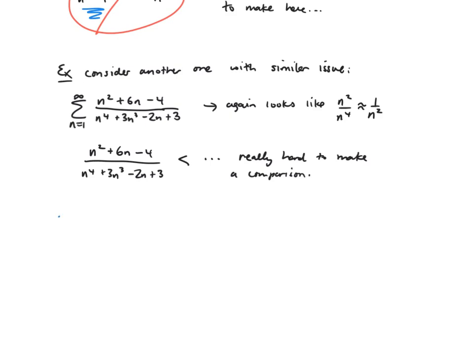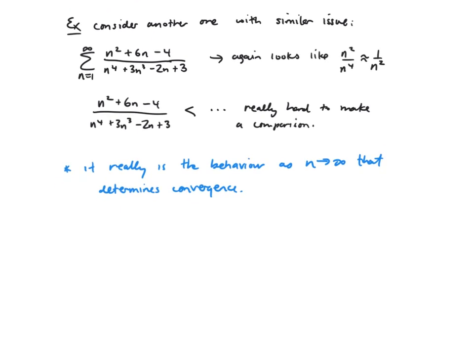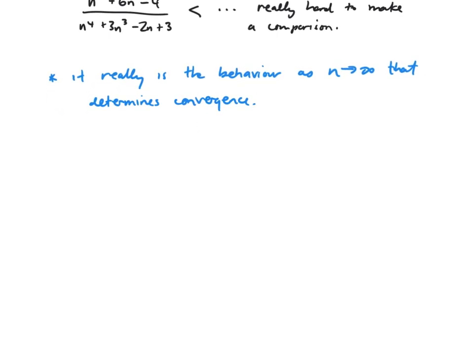Okay, so one little observation I'm going to make: it really is the behavior as n goes to infinity that determines convergence. And if it's the behavior as n goes to infinity that determines the convergence, then perhaps I can create a slightly different test that will skirt around these issues I just brought up with the last couple of examples, and maybe I can just look at the limit as I go to infinity and figure out whether or not the series will converge.